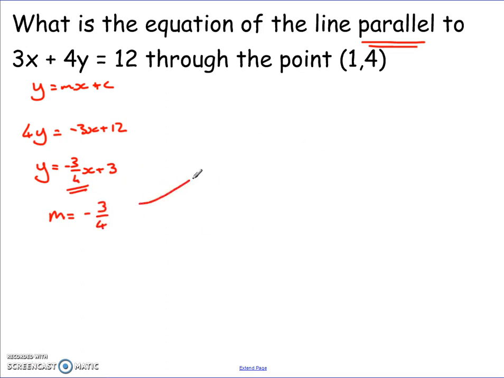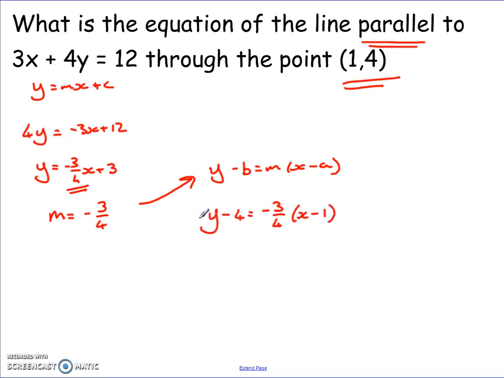I know my gradient is equal to negative 3 over 4. Then it's a case of just using my general equation. So my y minus b equals m(x minus a). My m comes from this, negative 3 over 4. We've just calculated it. And there's my a and my b, my point I've been given. So I've got y minus 4 equals negative 3 quarters bracket x minus 1. And again, it's just a case of multiplying it out and simplifying things down.